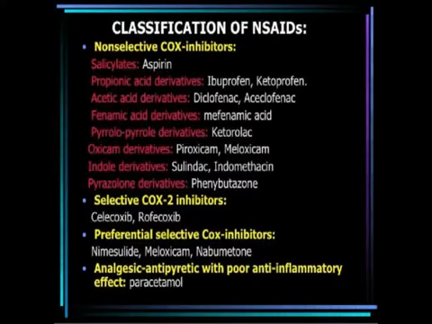Then we move to the next part, from the introduction to the classification of non-steroidal anti-inflammatory agents. Generally they are COX inhibitors. So the selective COX inhibitors are celecoxib and rofecoxib.